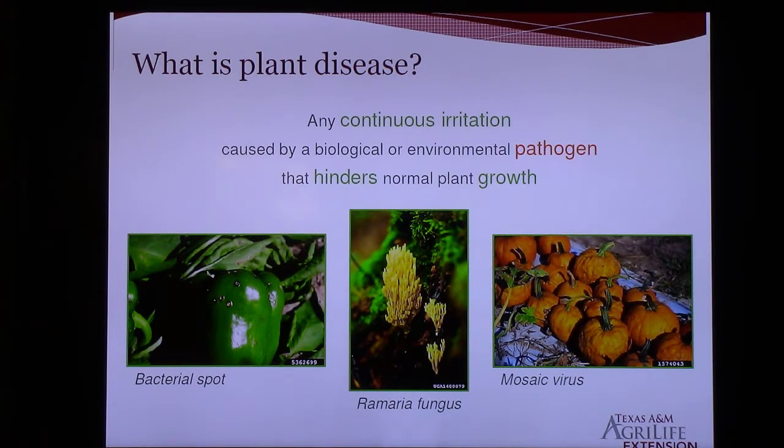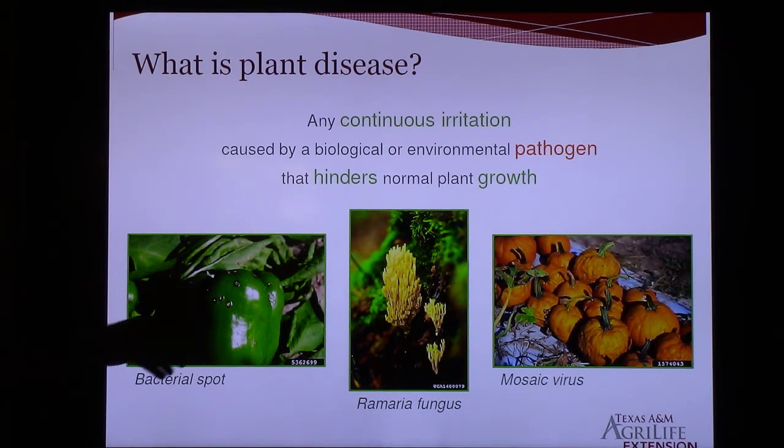So we're going to talk about some of those biological pathogens: fungi, bacteria, viruses, nematodes, but that's not the only thing that causes disease. It can be caused by some environmental factors as well. Maybe the pH of the soil, maybe drought, maybe too much rain. We're going to talk about some of those environmental conditions. So it's a continuous irritation caused by either a biological or an environmental pathogen that hinders normal plant growth. So it alters that plant in some way so that it doesn't grow normally.